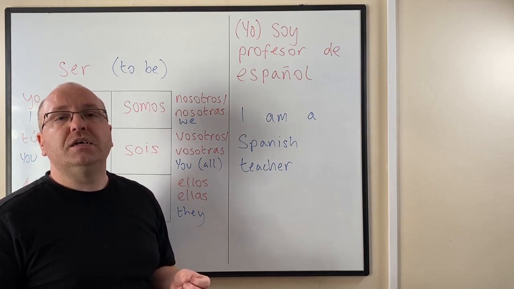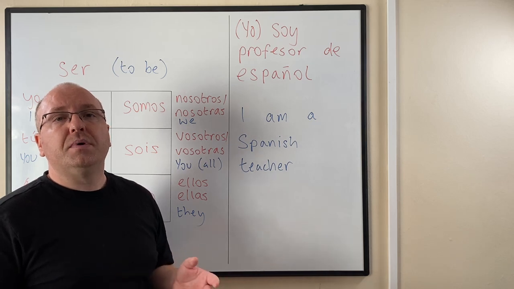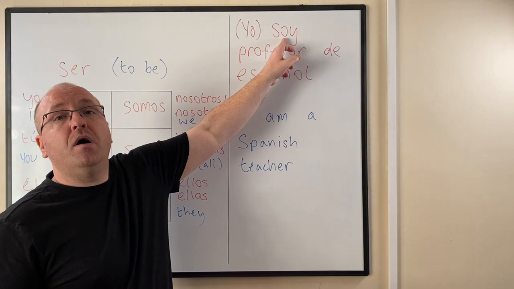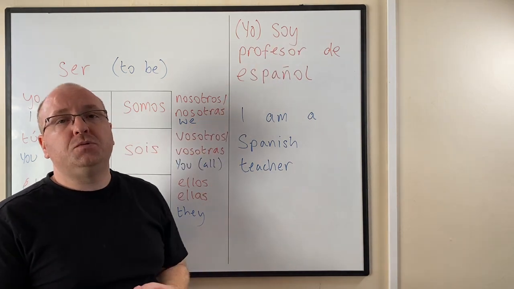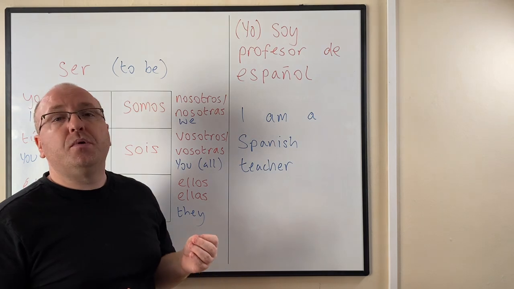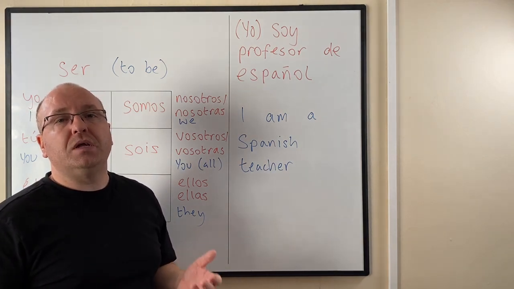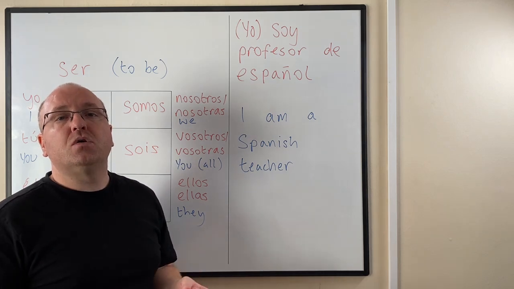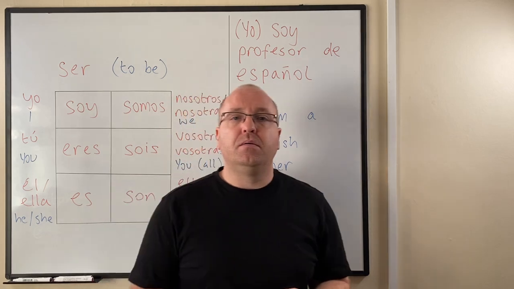Now, as I just said, it's not necessary to use the word yo for I, because the information I is contained within the conjugated verb here in soy. So, in natural Spanish speech, it would be soy profesor de español. I am a Spanish teacher. Okay, let's go and check out another verb then.